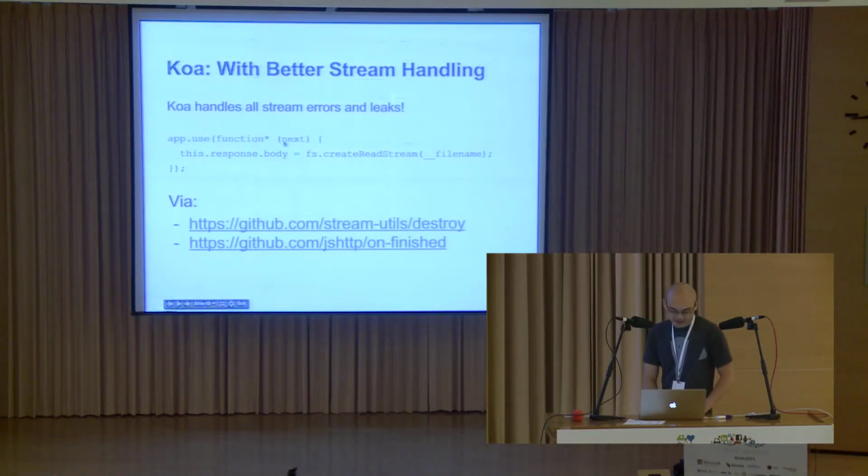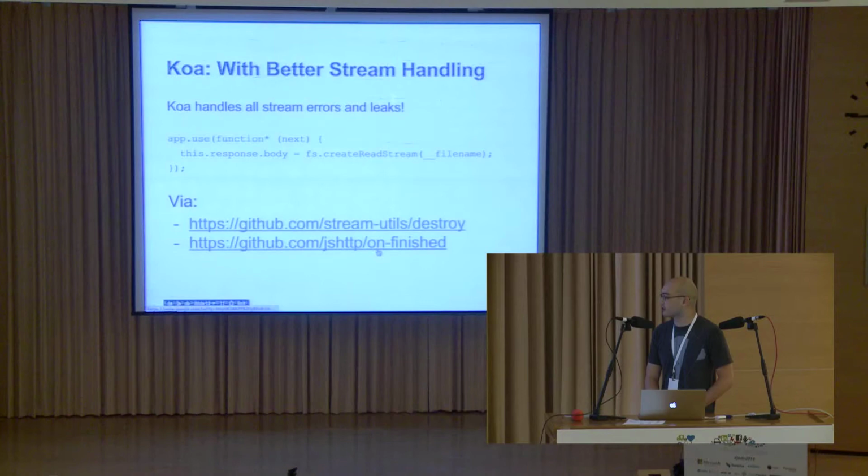Every time you set the response body as a stream, it does all this magic where it listens to the errors, and if an error occurs, it'll log it, it'll send a response if a response hasn't been sent, and if the stream has a file descriptor, it'll kill it so there are no leaks. Node has a lot of stream leaks, and Koa handles all of this through two main libraries. You can look them up.